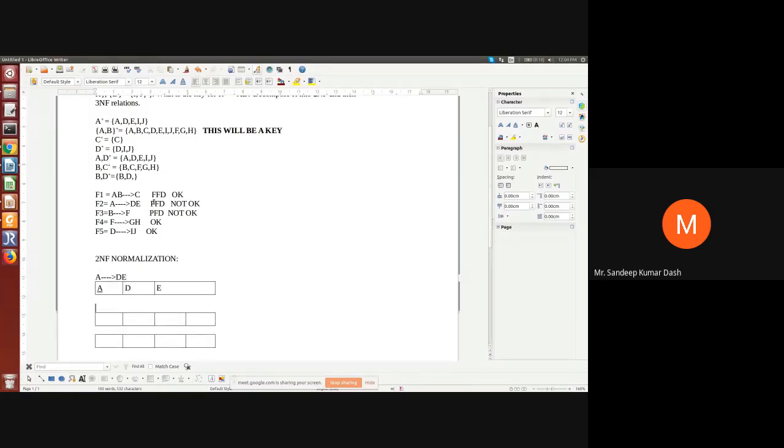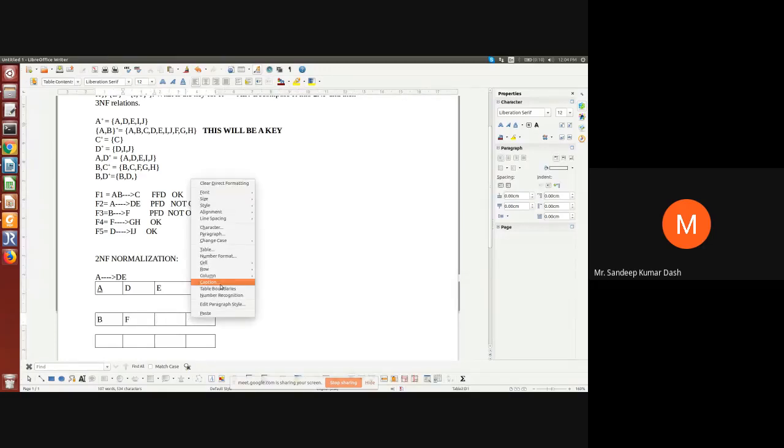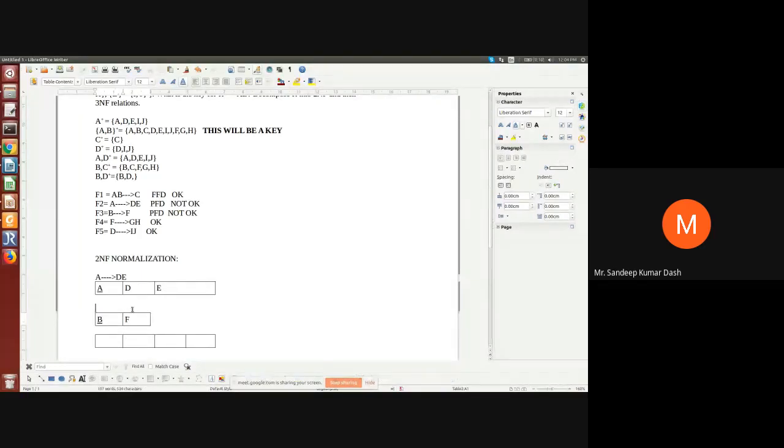Now the next thing is this partial functional dependency B and F. Keep B here, keep F here. These two are not required. Now B will be the primary key here, so F will be fully functionally dependent on the primary key. So this is also okay. So for this will be the functional dependency.